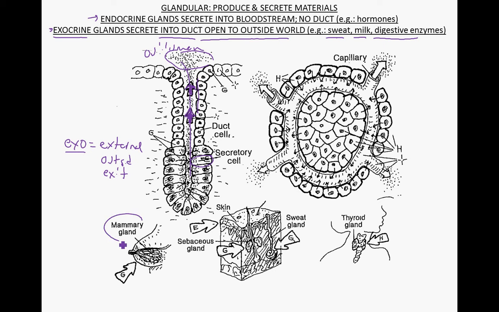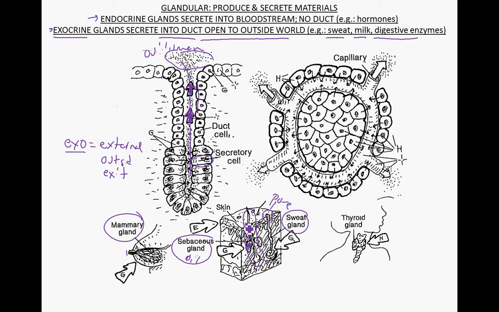Examples: the mammary gland. The secretion is milk, and the duct then opens to the outside world here at the nipple. In the skin, you have sweat glands. Those ducts open to the outside world at a pore. The sebaceous glands, sebaceous is oil glands, their ducts open to where the hair is. So if you have really oily skin, then these sebaceous glands are overactive and producing lots of oil. If you have dry skin, then they're not producing a lot of oil. So these are exocrine glands.